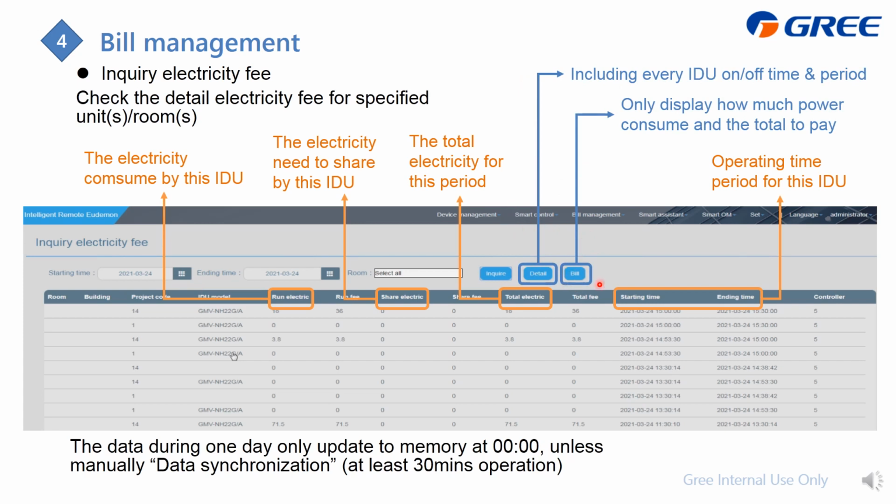And this one just shows how much you need to pay, and this explains how much you need to pay. Just pay attention that the operating data and the power data during one day only update to the PC memory at this time, unless you press the data synchronization, and also only if it has operated at least 30 minutes.